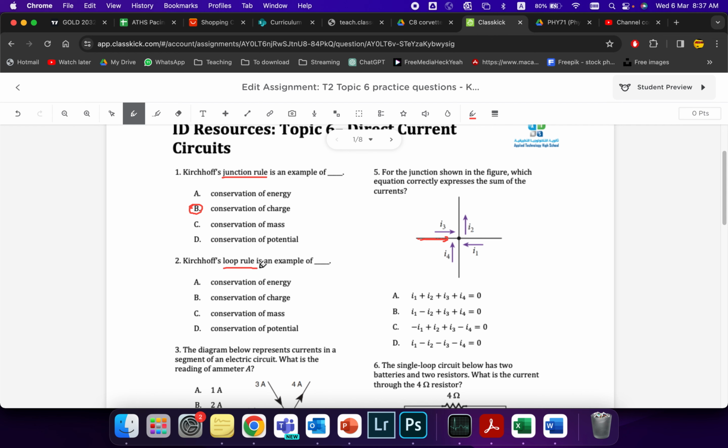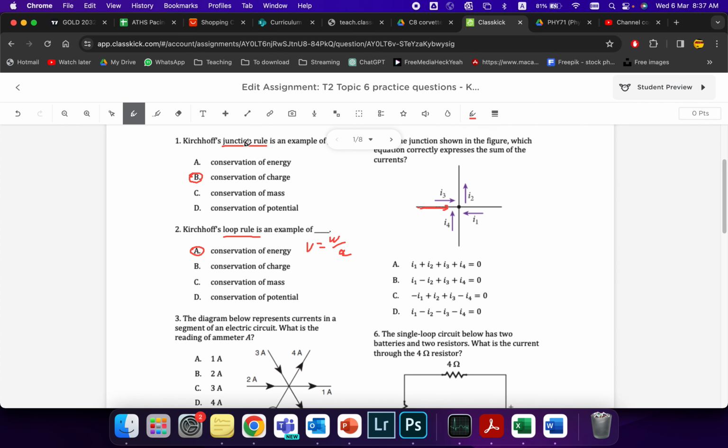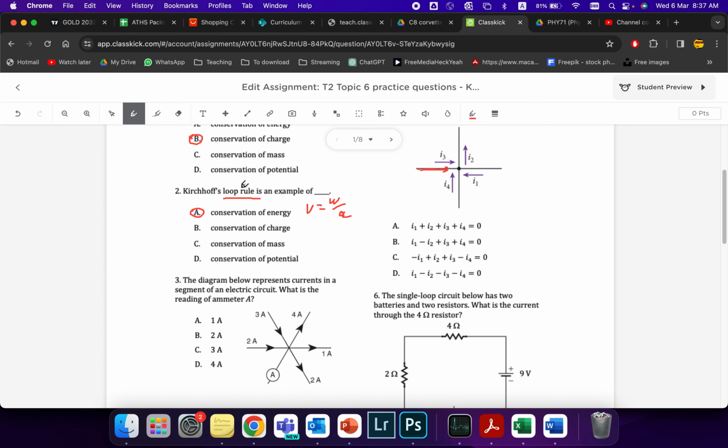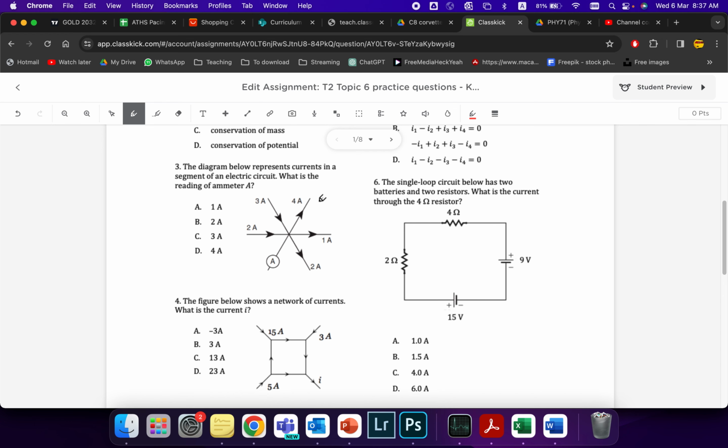The loop rule is talking about voltage. If you remember, voltage from term 1 is the energy per coulomb, energy per charge, the work done per charge. So voltage is to do with potential energy. Conservation of energy: the energy that I gain in a circuit will be the energy lost in the same circuit. So that's the idea of the junction for current, which is charge, and for loop, which is voltage, which is to do with energy.